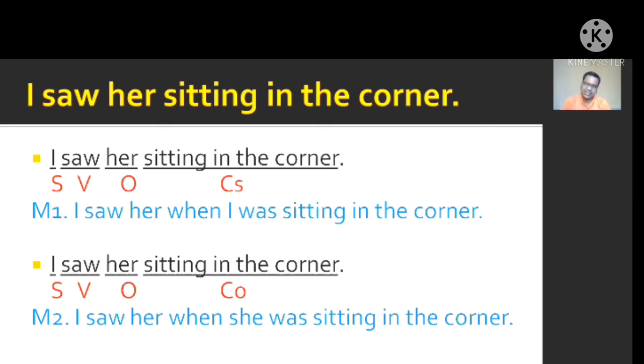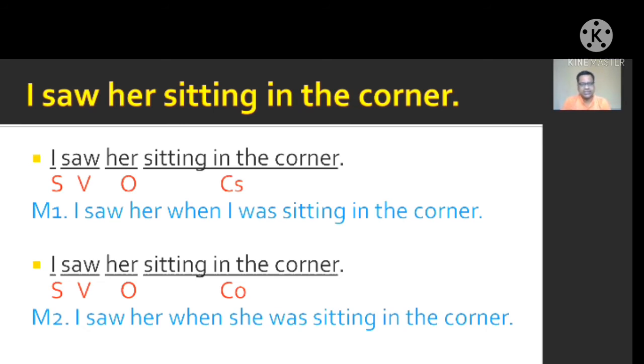The moment you read the sentence, immediately you will get a couple of meanings in your mind. It means I saw her when I was sitting, or else I saw her when she was sitting. Okay, now let us look at the interpretation from the structural point of view.